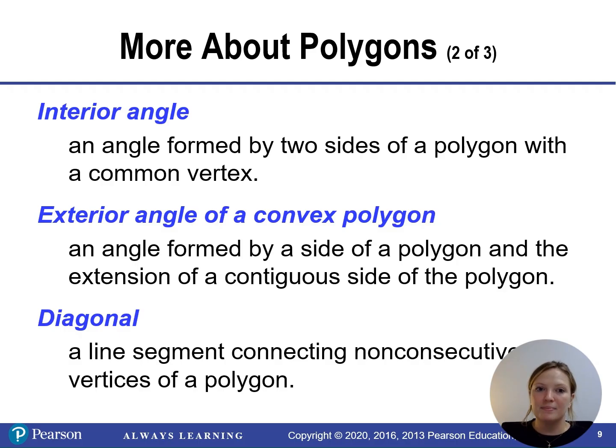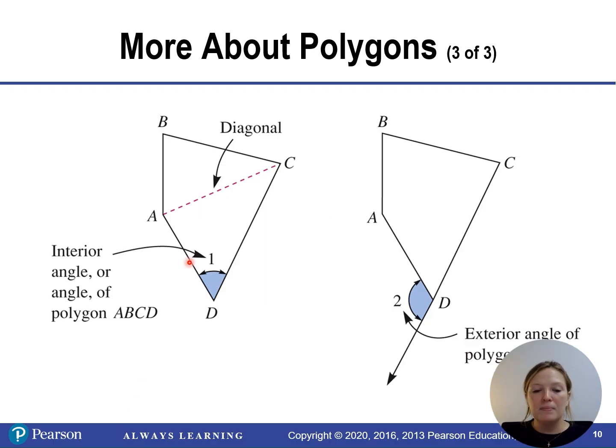of a polygon. So here we can see in this quadrilateral, which is a polygon, A, B, C, D, we have an interior angle, which we would call angle ADC, and we see a diagonal illustrated here. We can also talk about the exterior angle of a polygon, so we would extend one of the sides and then think about the angle that's created on the outside of our polygon.